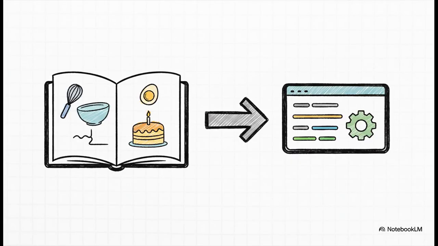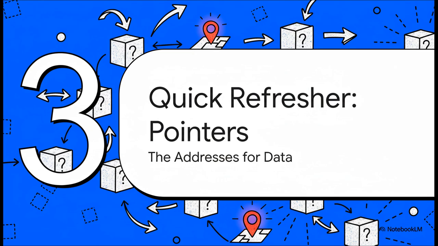A great analogy is to think of a function like a recipe. Let's say you have a recipe called Bake a Cake. It has a name and a list of steps. Now, every time you want a cake, you don't rewrite the whole recipe from scratch, right? No, you just turn to that page. Functions do the exact same thing for your code. They let you reuse instructions. Okay, so that's one half of the puzzle.